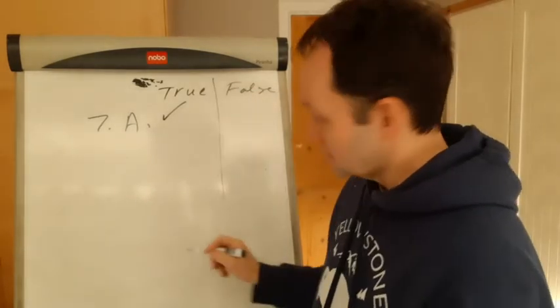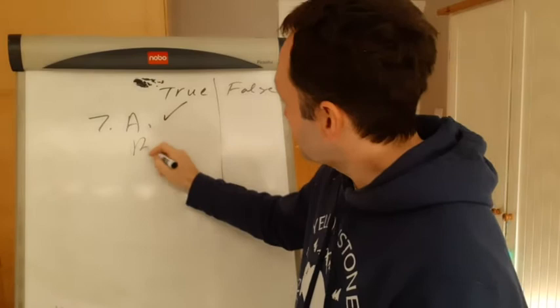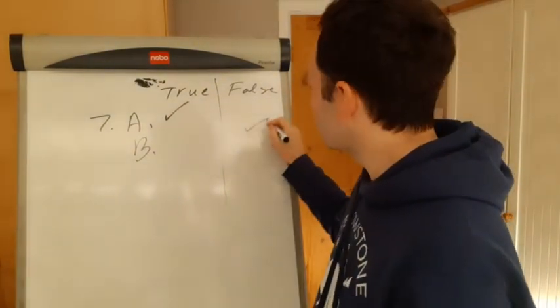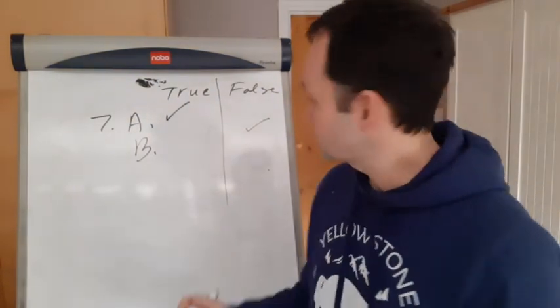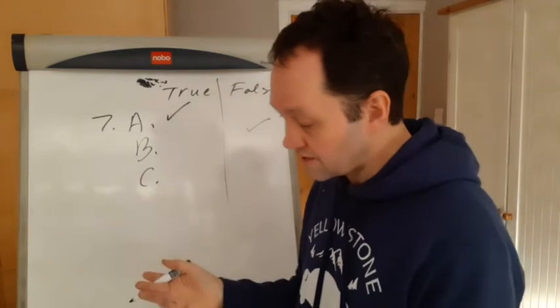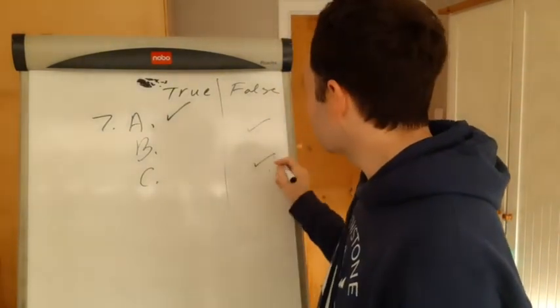False. So A is true. B, all three people have stopped using their cars to get to their job. No, that one is false. All of them are driving, so that's definitely false. C, all three people have already started saving energy. This is very tricky, but the answer is no.